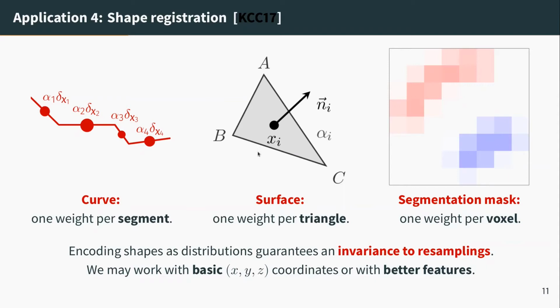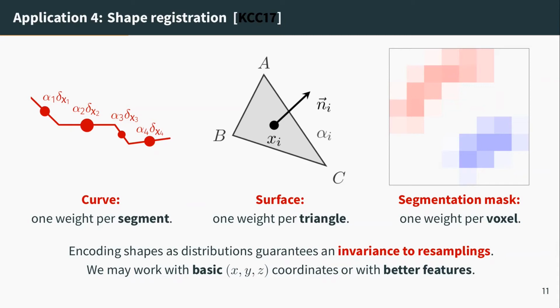Then you can do the same thing for triangles. You can turn your mesh into a collection of Dirac masses where every Dirac mass is located at the center of a triangle with a weight that is proportional to the area. And if you have a segmentation mask, well, basically you already have a histogram of probability densities. So it's a very appealing way of designing robust algorithms in this field.